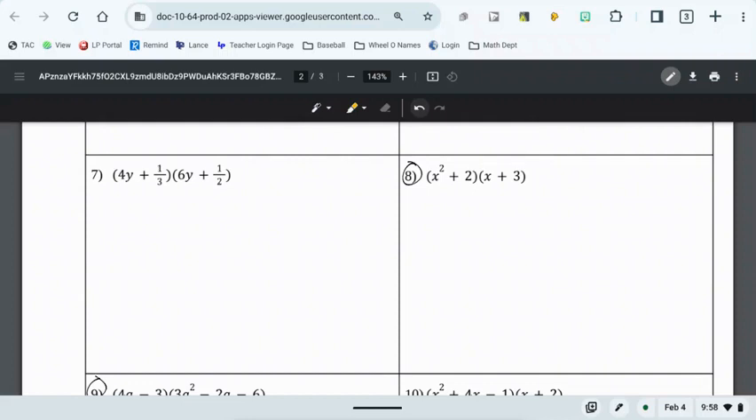Number 8. First term times first term. X squared times x. Remember, we add the exponents when we multiply with common bases. So we get x to the third. X squared times 3 gives us 3x squared. 2 times x gives us a positive 2x. And then 2 times 3 gives us 6. And now when we go to look to combine like terms, we have no like terms to combine. So that is that.